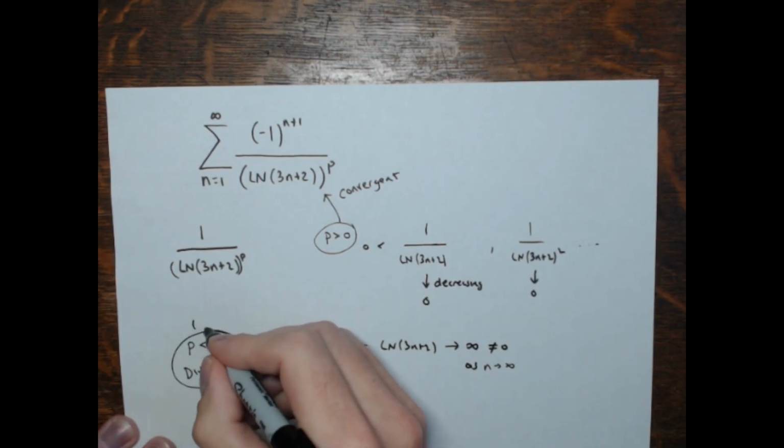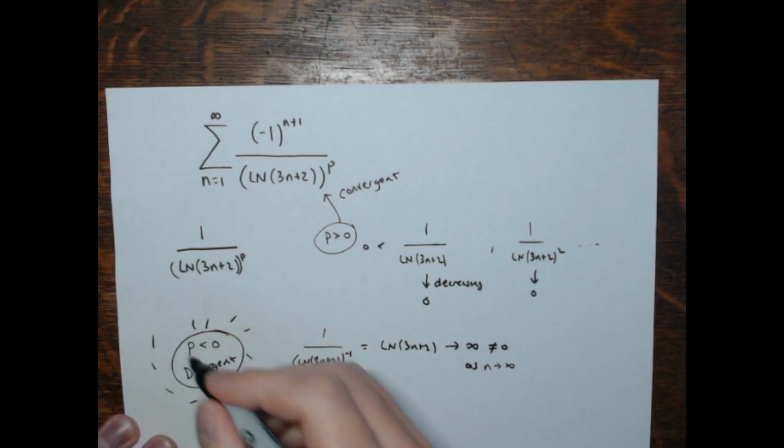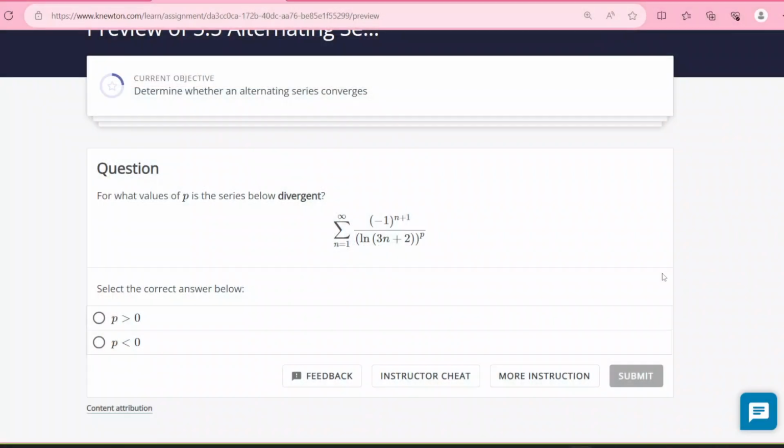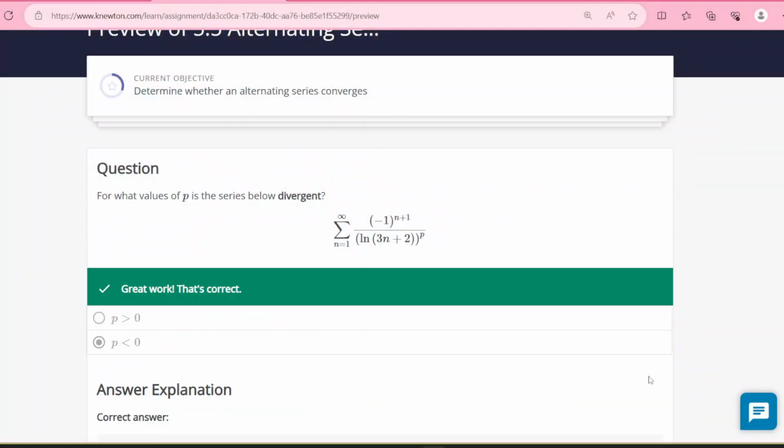And that's what they asked for, though, right? They asked for what values of p would cause the series to be divergent when p is negative. So read carefully.